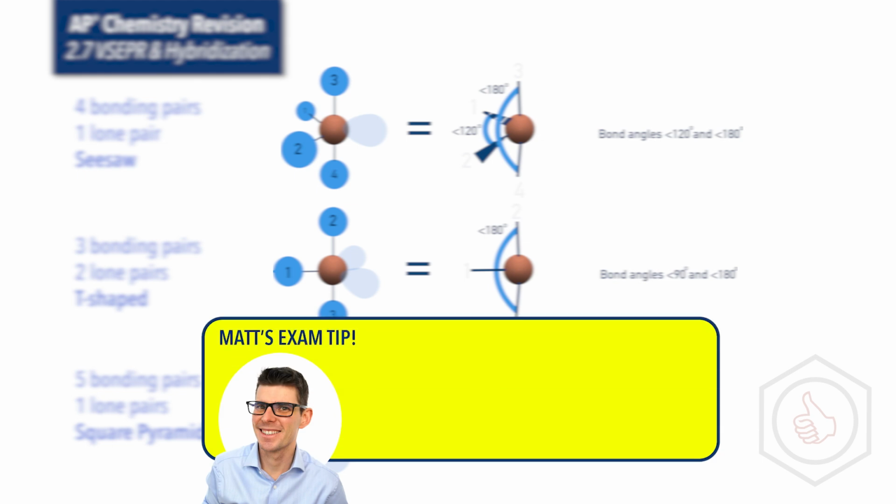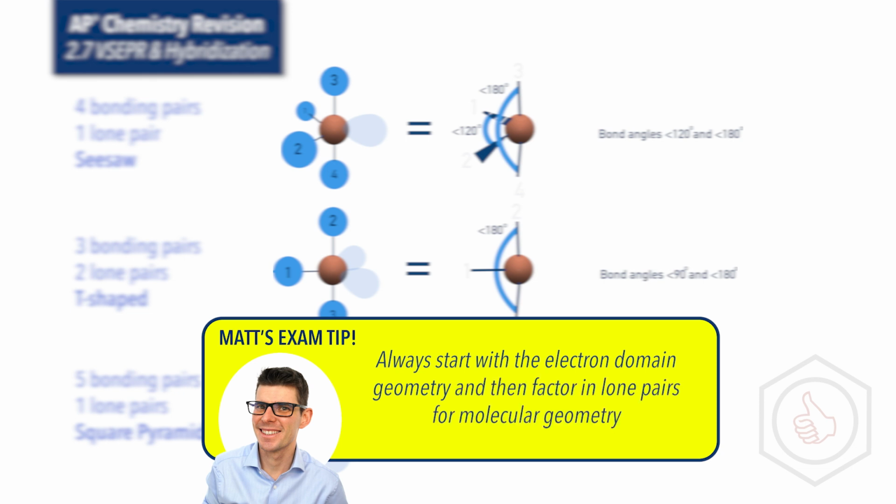Exam tip here. Always start by figuring out the electron domain geometry around a central atom and then factor in the lone pairs of electrons to determine the molecular geometry. Don't skip that step and go straight to the molecular geometry. Always figure out the electron domain geometry first.